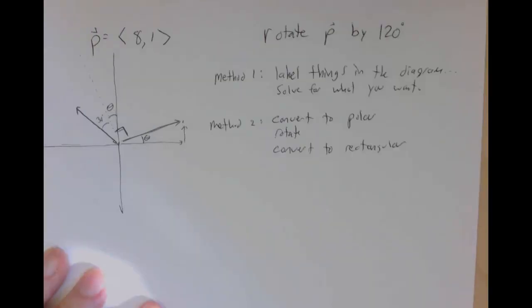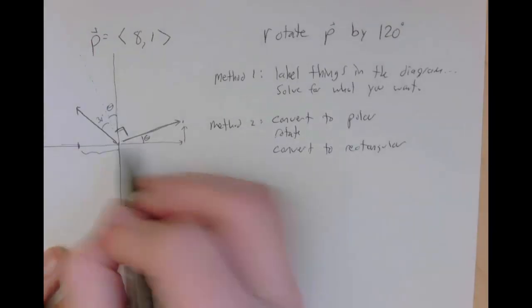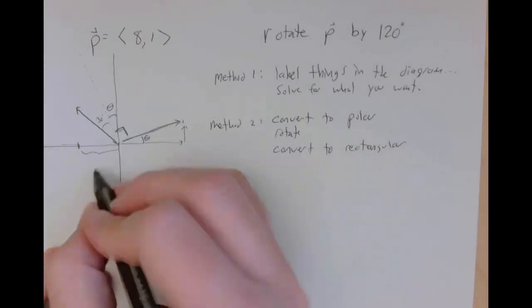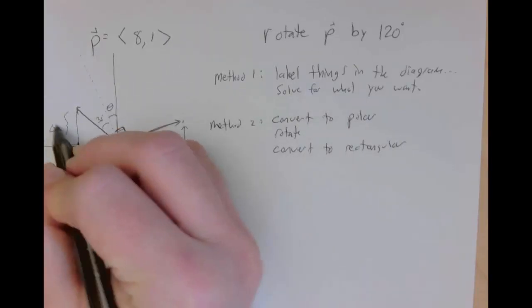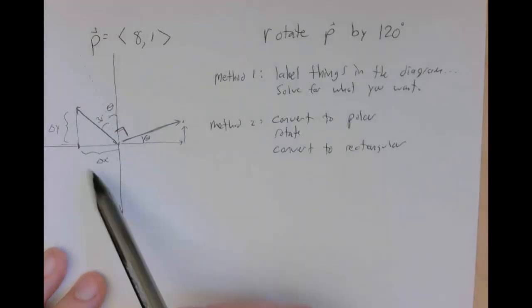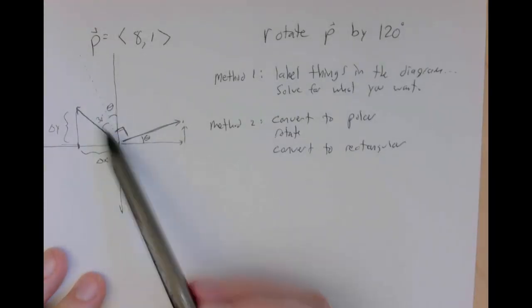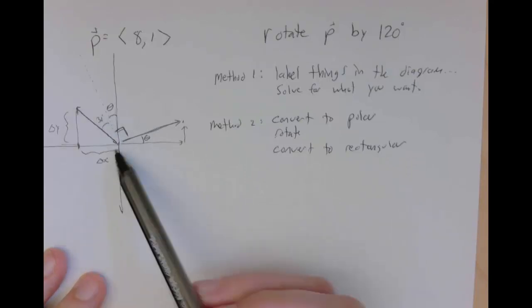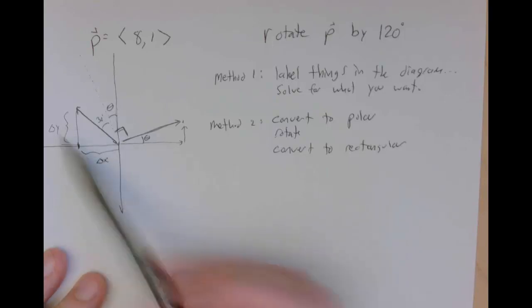You could use two approaches, and they're probably going to end up being equivalent in the end. If you have a nice diagram like this, think clearly about what you want to find. If I'm going to write the rotated vector in rectangular form, I want to know what this delta x is and what this delta y is. So ask yourself, what do I need to know in this picture to figure that out? If you could figure out the length of this hypotenuse and this angle, you could probably solve for delta x and delta y.